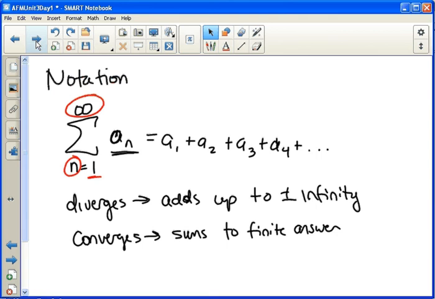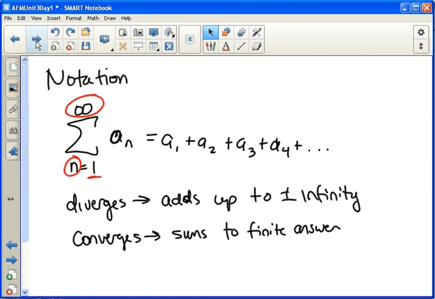a_n is your sequence. And similar to what we said with sequences, diverges means it adds up to positive or negative infinity, or converges sums to a finite answer. Just so you know, the best way for me to define that is that converges is when the sum is a finite answer, and any other scenario is diverge. Because you can get some weird things where it kind of oscillates, or doesn't quite go to positive or negative infinity, but it doesn't give you a finite answer either. So converges gives you a finite answer. Diverges is anything else that happens.